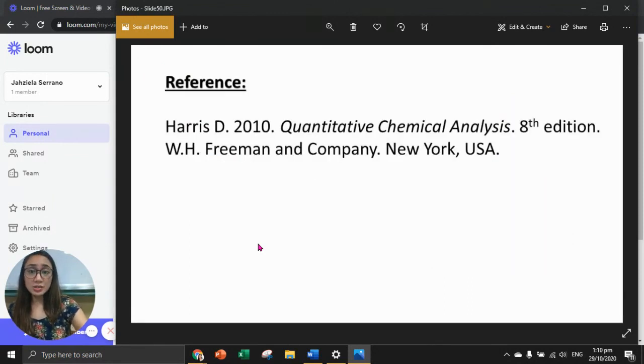So, again, I use this reference, Harris D. 2010, Quantitative Chemical Analysis. So, ito ay naka-upload na din sa ating Google Classroom, itong reference na to. So, you won't have any problems. Kung gusto nyo further reading about this, kung gusto nyo maging advanced, walang problema, no? Kasi this semester, it's all about pacing. Kailangan maka-keep up kayo as long as you get into the finish line.